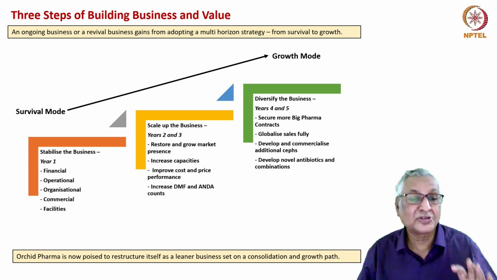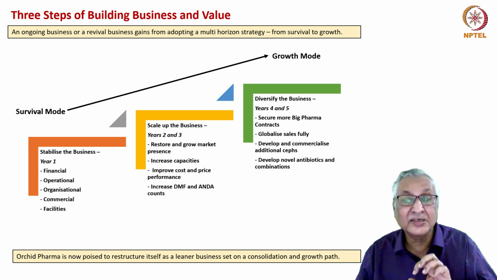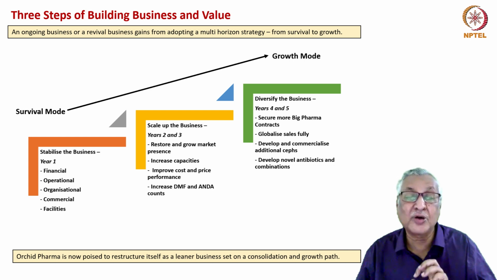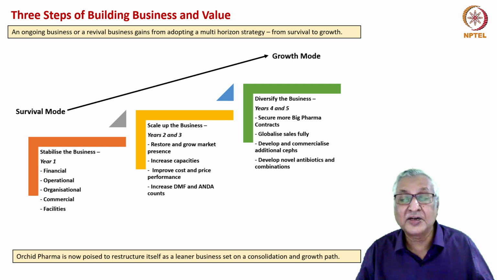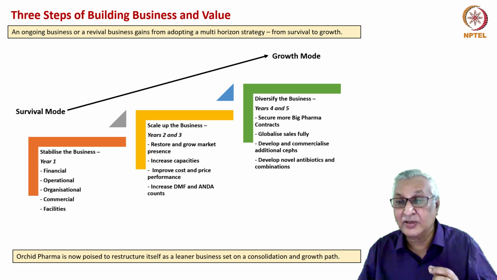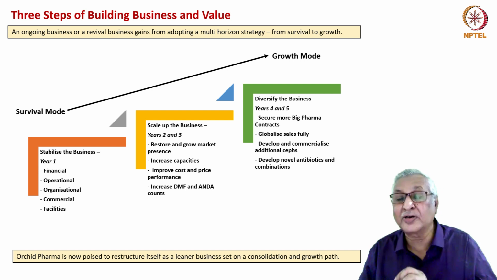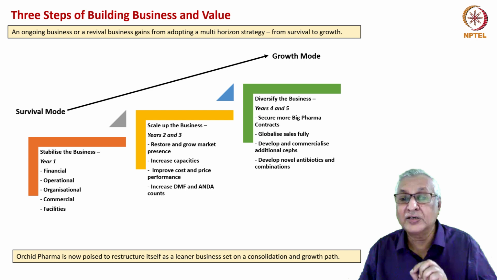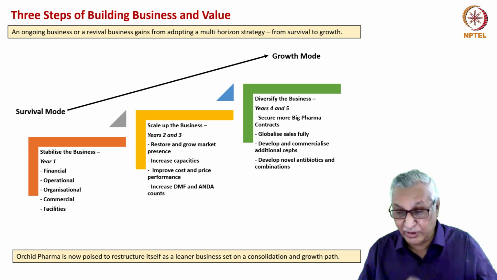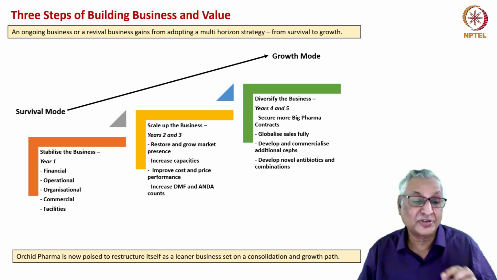In the survival mode, stabilize the business in terms of financial, operational, organizational, commercial, and infrastructure related domains. Second, scale up the business, restore and grow market presence, increase capacities, improve cost and price performance, increase the regulatory submissions. In the third stage, that is the growth mode, diversify the business, secure more big pharma contracts, globalize sales fully, develop and commercialize additional molecules, develop novel molecules and combinations for licensing.